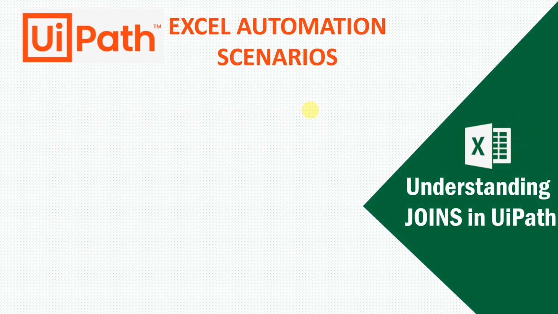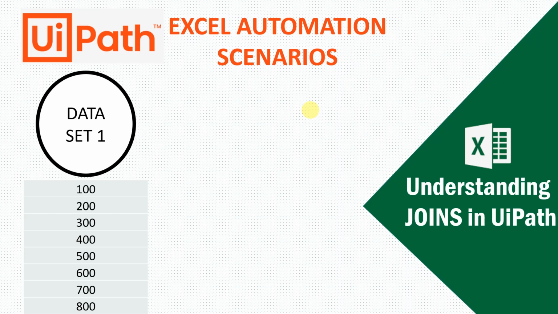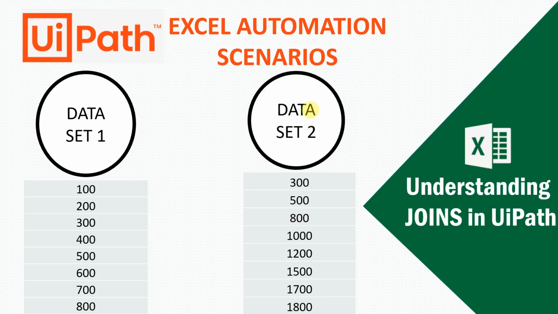Let us start the video by understanding the different types of joins which are available in UiPath Studio. We will look at the different types of joins with the help of an example. So assuming that I have two data sets, dataset 1 and dataset 2. Dataset 1 has the elements like 100 to 800 and dataset 2 has random elements like 300, 500, 800 till 1800. Now we will see how the join looks when we have data something like this.